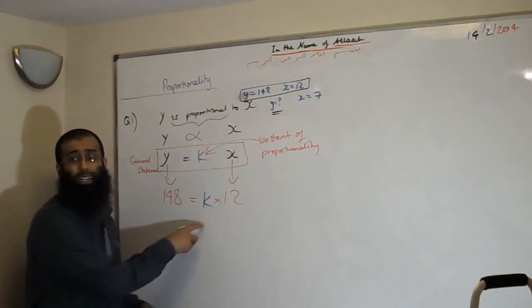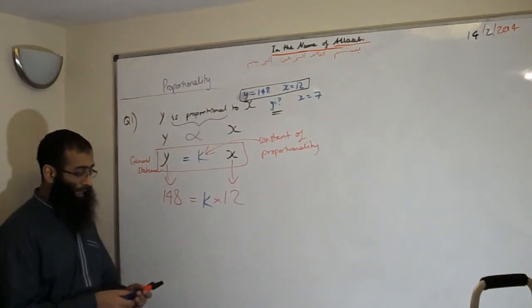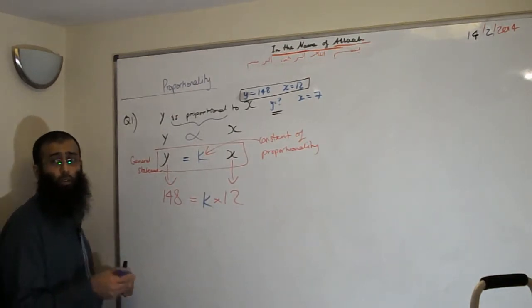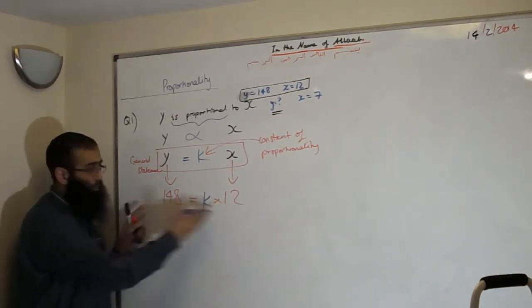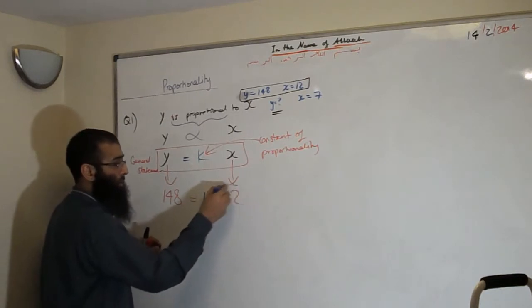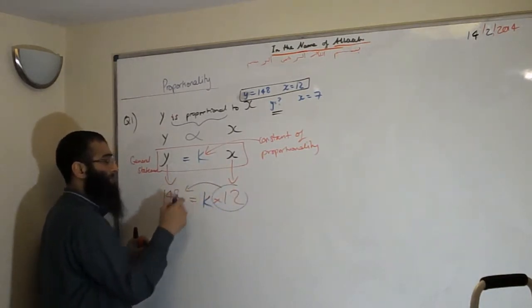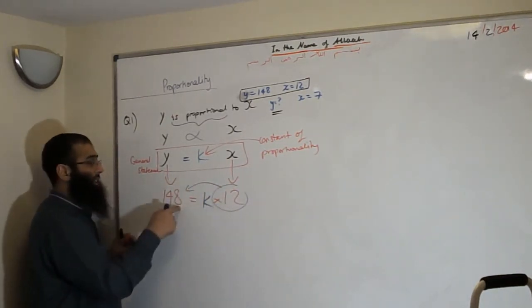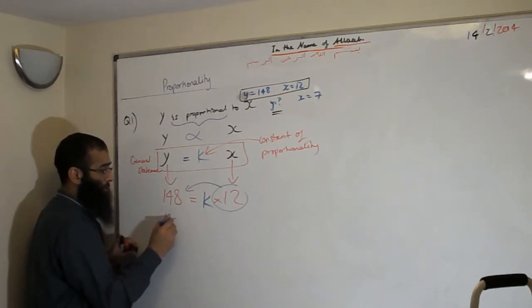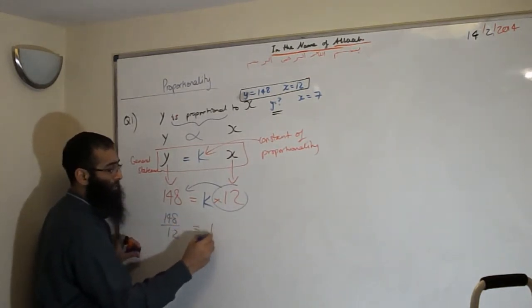Alright, so we're going to work out the k value. So what do we do now? Let's have a suggestion. So, suggestion, Mr. Saf, how do I get the k value from this situation? What do we do? 148 divided by 12. Excellent. So opposite, times by 12 on the right hand side is? So we'll have 148 divided by 12 is equal to k.